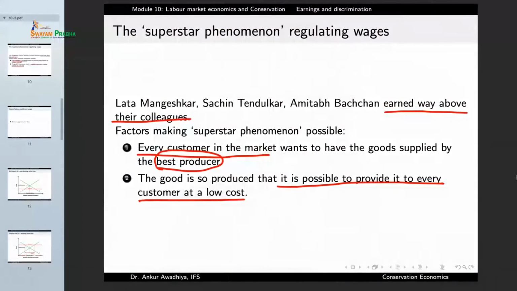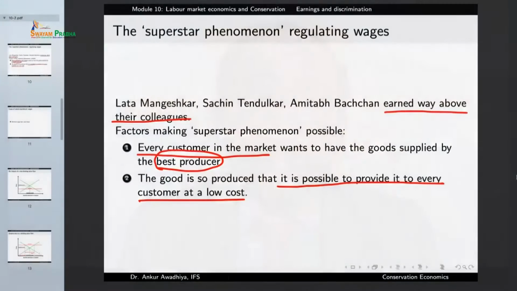And this is something that is not explained by the neoclassical theory of distribution. So this is another factor that modulates the wages that people get in the market. If they are working in a sector that permits them to provide the goods at very low cost, and when they are the best in the field and they are working in a sector where everybody wants to have the goods or services by the best, in that case they might be earning way above the crowd. So that is the superstar phenomenon.